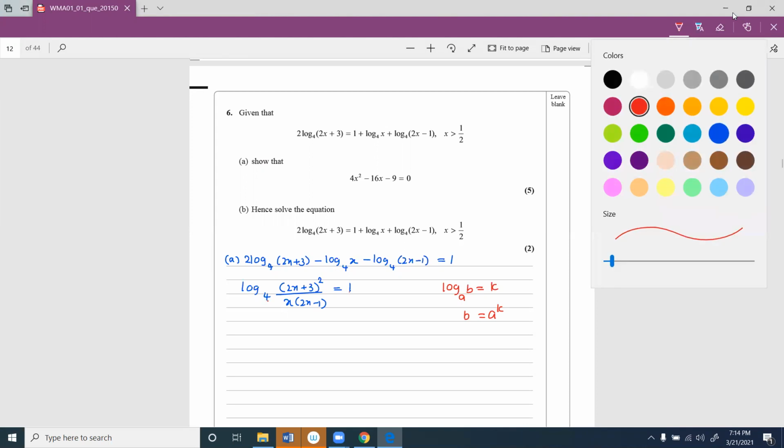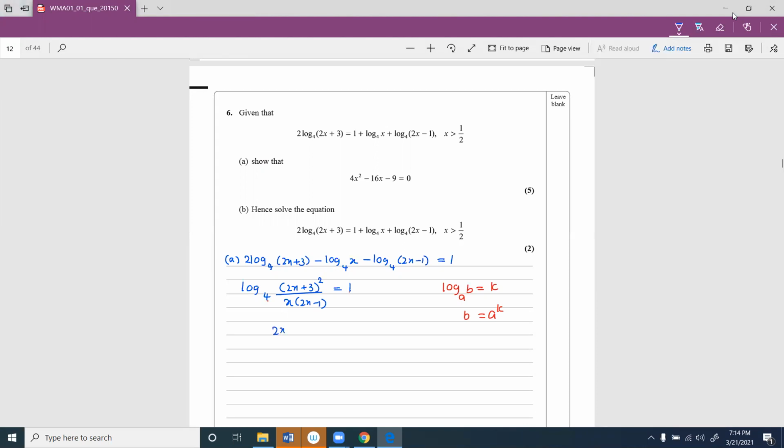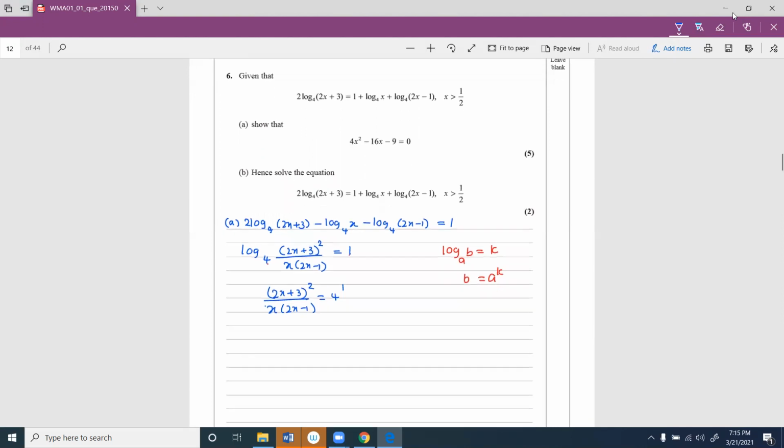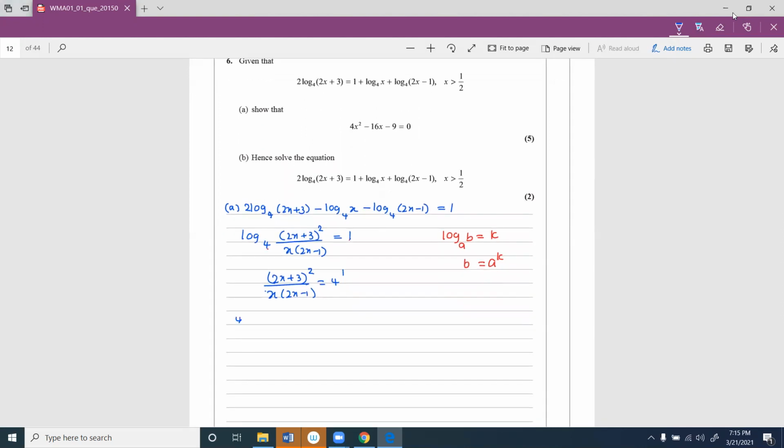So I'm using the same technique over here. (2x plus 3) all squared divided by x times (2x minus 1) is equal to 4 to the power 1. Now let's see how to do this question. Then I'll expand it. 4x squared plus 12x plus 9 is equal to 4 times, if we expand it, just cross multiply over here, 4 times (2x squared minus x). So with that, 4x squared plus 12x plus 9 is equal to 8x squared minus 4x.